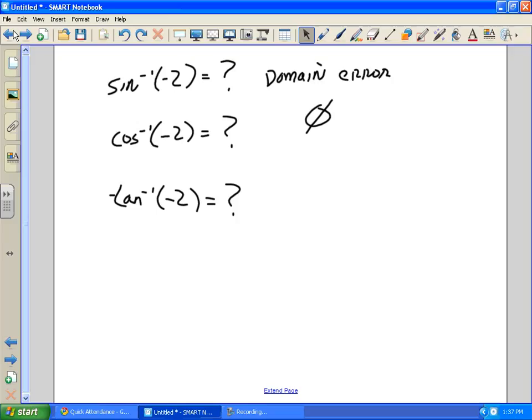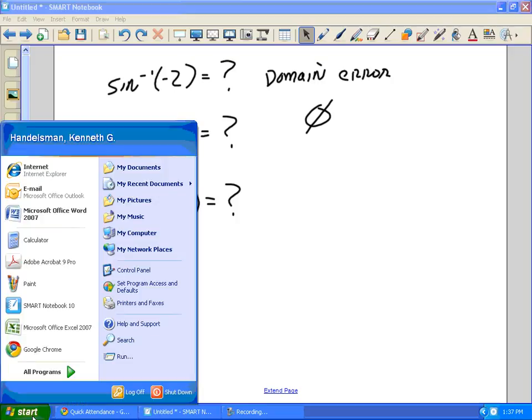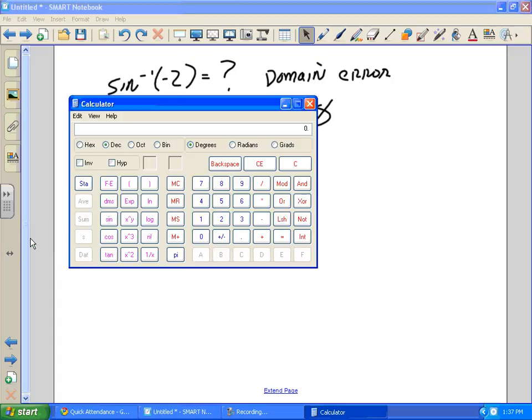But what about the tangent? Can you have an angle that has a tangent value of -2? Yes, because the tangent ranges from -infinity to infinity, therefore the inverse tangent's domain values are from -infinity to infinity. Is it something you can do without a calculator? No, it's not a unit circle angle.